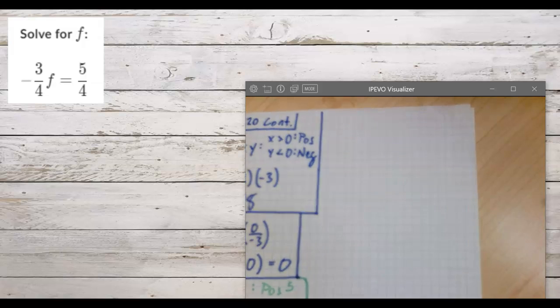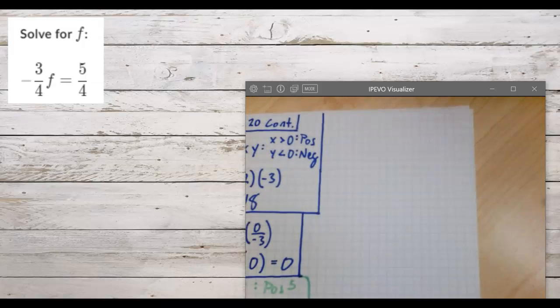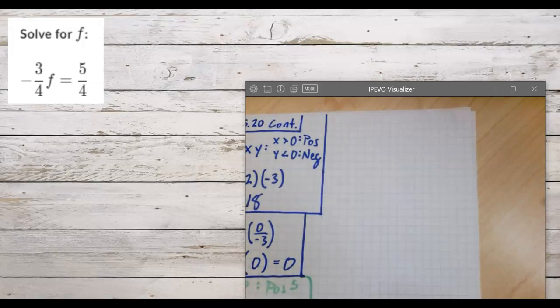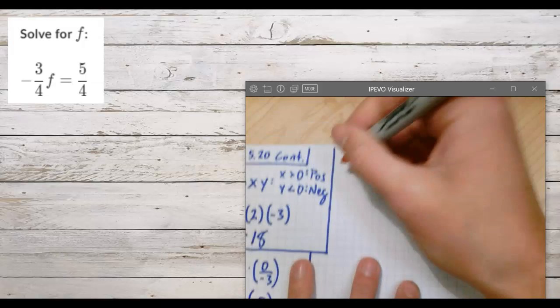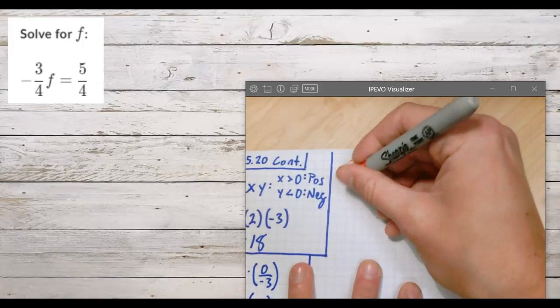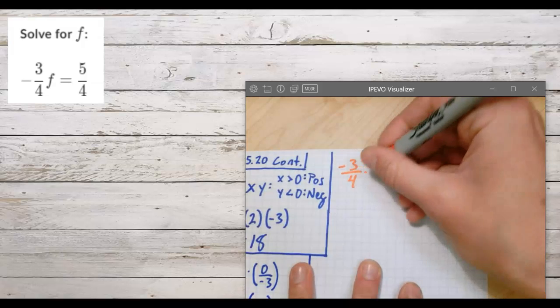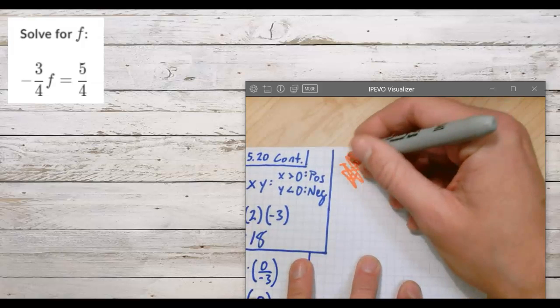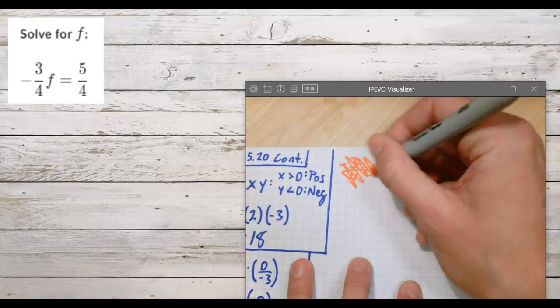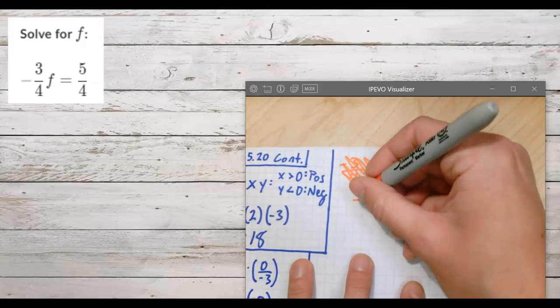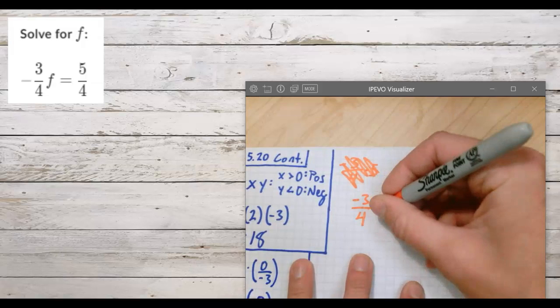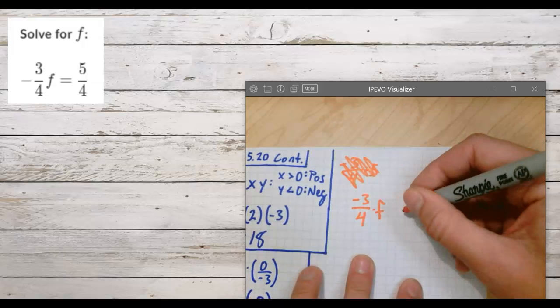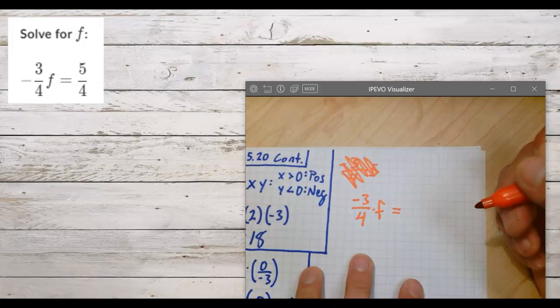So I'm going to jump to the top of my paper just because I feel like it makes sense. I'm going to change colors because this stuff's hard. Orange. Okay. Negative 3/4 times f. In my brain I was thinking, Micah, you didn't want to put that so close to the left, and then instead of f, I put 5. I do that all the time. Negative 3/4 times the f. Yeah, I can't talk and write at the same time. It's dangerous.